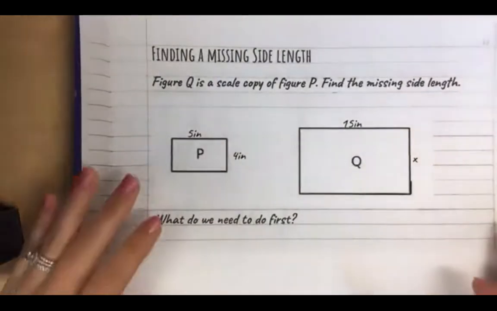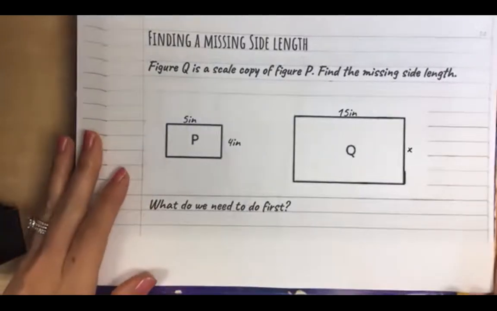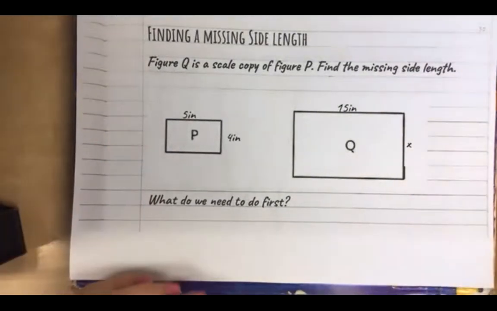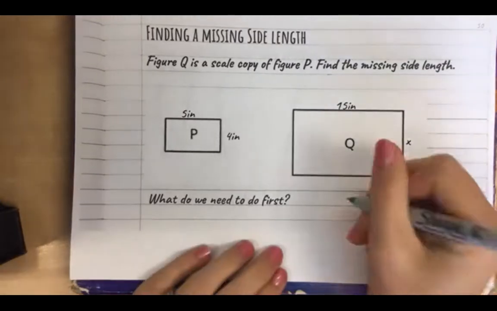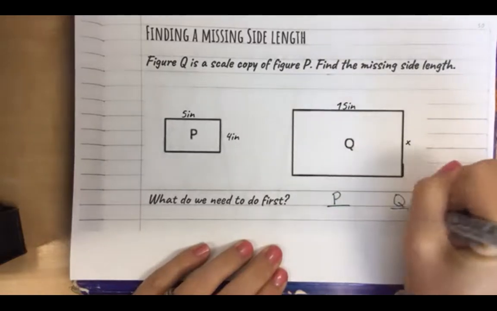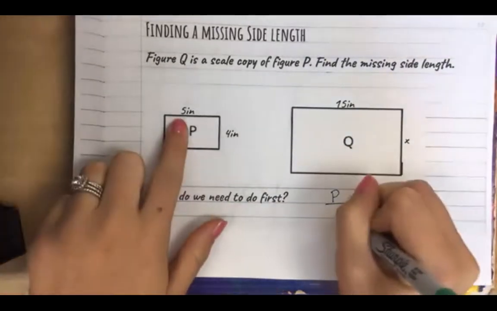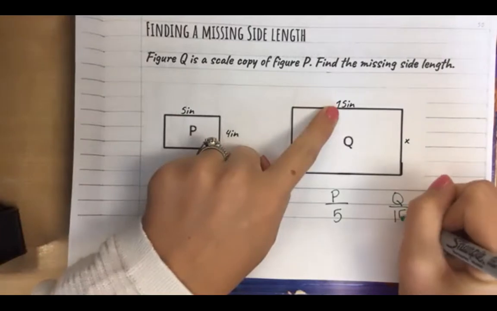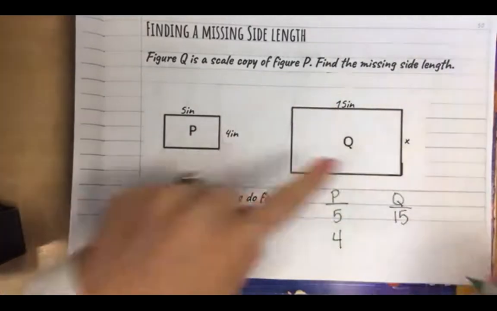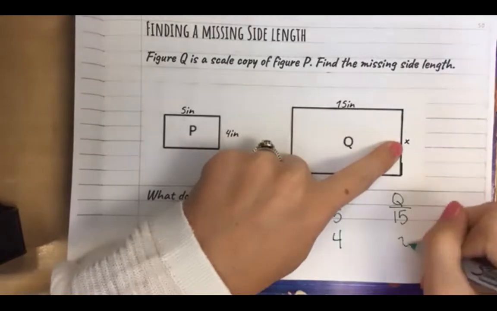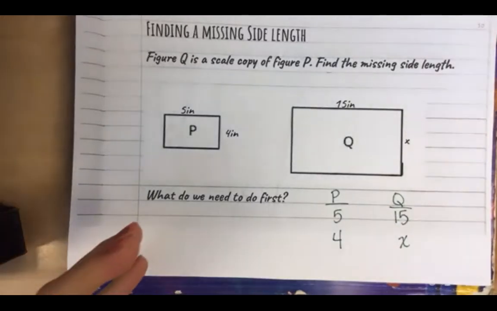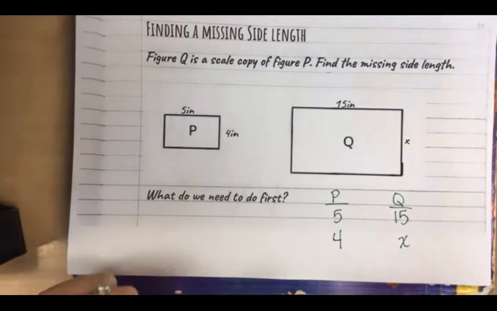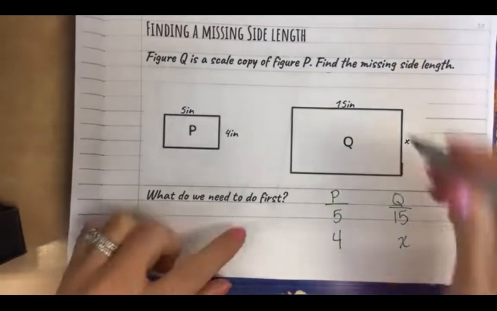Now, this time we have figure Q is a scale copy of figure P, and we're going to find the missing length, but we need to do something first. So let's go ahead and set it up. I've got P and Q. 5 inches corresponds to 15 inches. 4 inches corresponds to X. Remember, a variable is just a letter that represents any number, okay? So this is the variable X. Now, we need to figure out what X is because it says the missing side length.